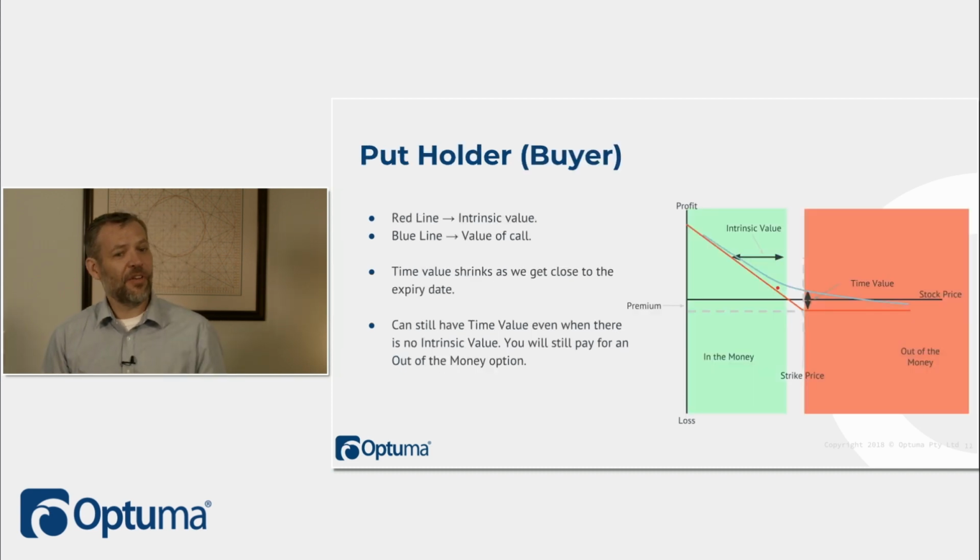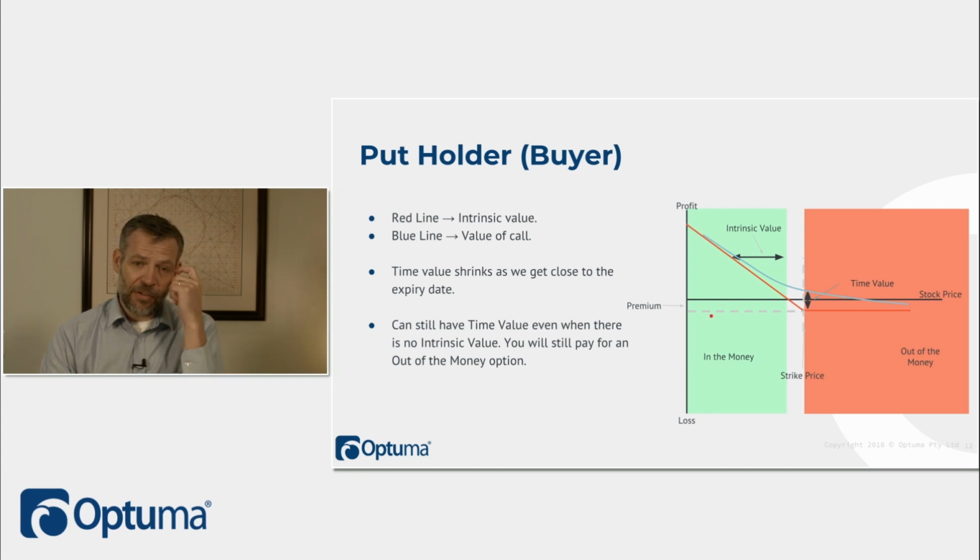Now the other side of it is a put holder or put buyer. In this case we're buying a put, let's say at the money, and price is going down this way and prices go up this way. If the price goes up, I make no money and I've lost my premium. But if the price goes down below the strike price, I start making money. So it's really the inverse of what we saw before.